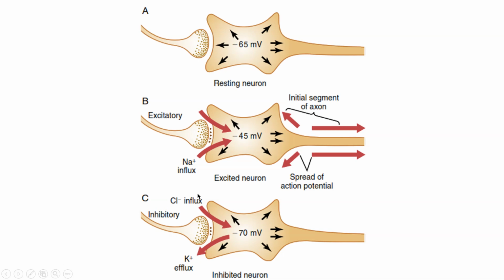If a chloride channel is opening, what will happen? It is causing hyperpolarization, right? This is called inhibitory postsynaptic potential.